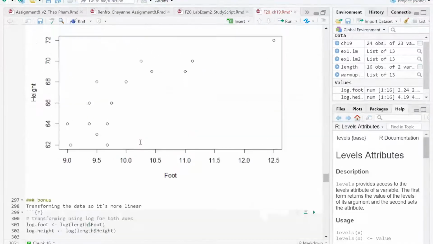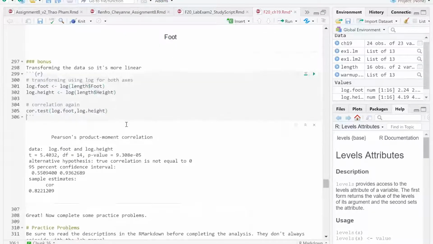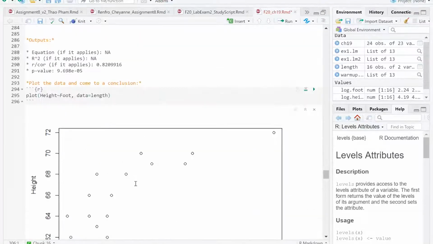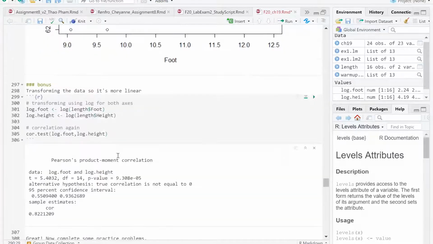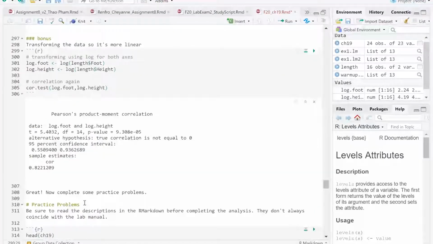It looks like our p-value is a little bit bigger, actually. It's a little bit worse, and our correlation is actually a little bit worse as well. Or is it? It's slightly better, barely, barely.